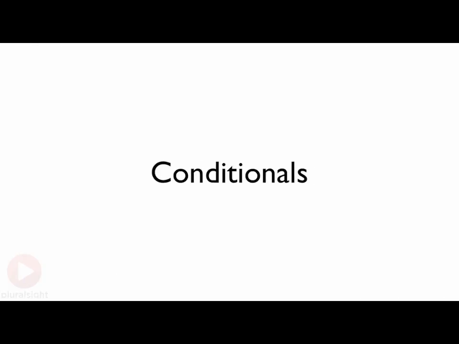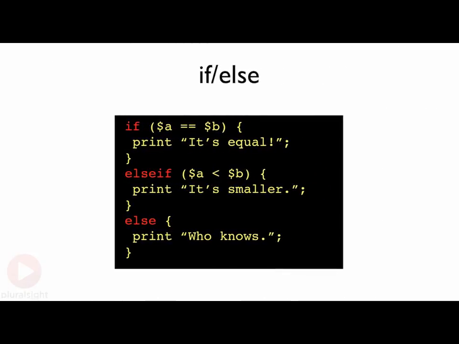The next topic we want to cover are conditionals. We'll frequently see these to apply certain display logic, only printing things when certain conditions apply. The most common conditional structure that we'll see is the if-else statements. So our example here reads that if A is equal to B, it'll print "it's equal." If the values of A and B aren't equal, then it'll check the next conditional, which is the else if A is less than B. So if the value of A is in fact less than B, then we will print "it's smaller." Finally, if none of the previous conditions are true, we'll fall back to the else statement, which will just print the text, "who knows."